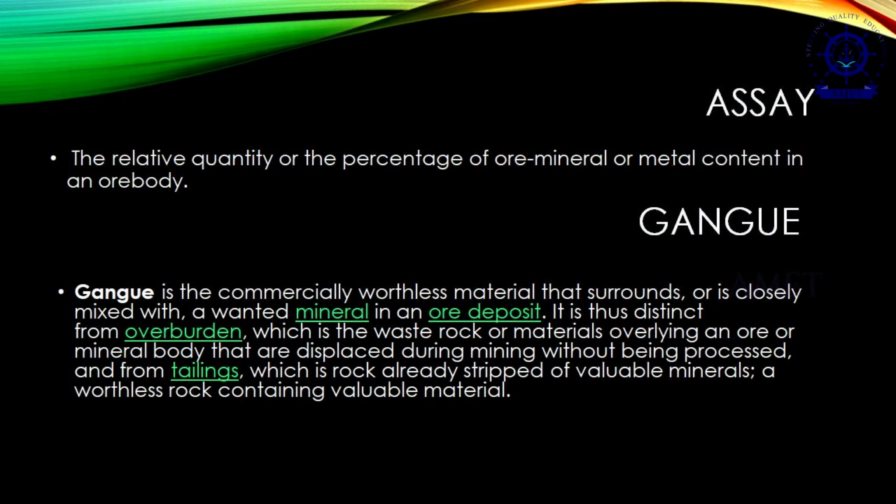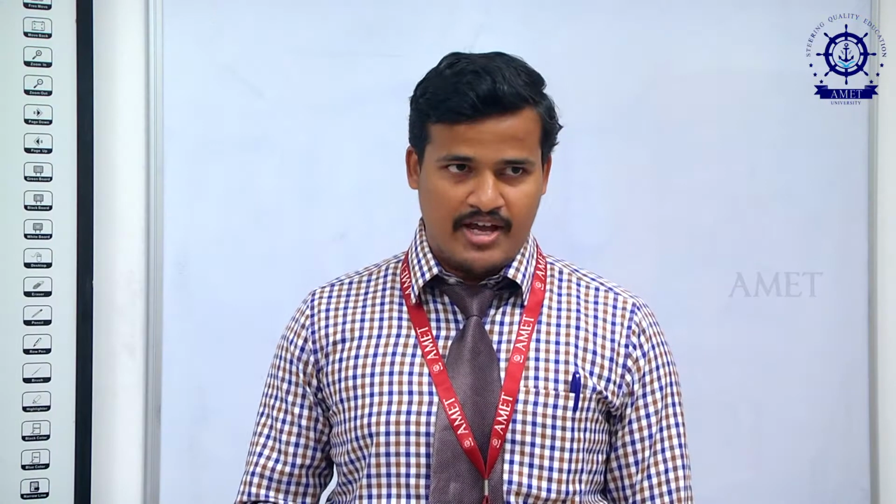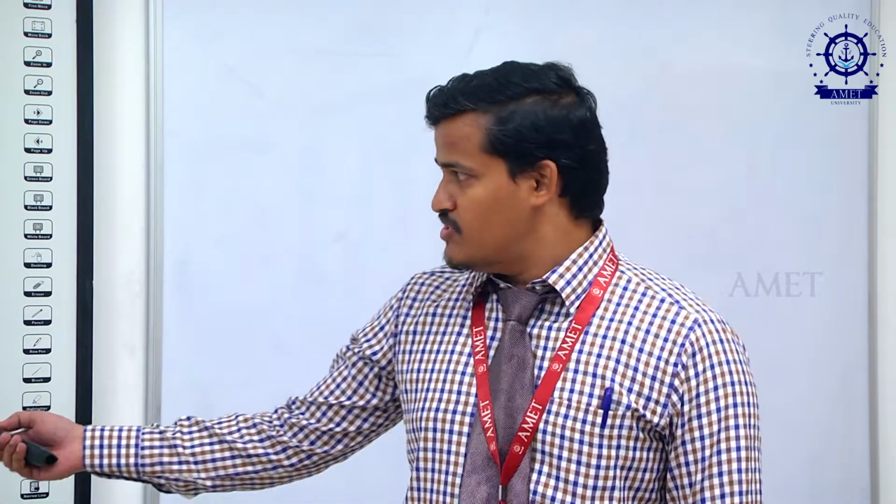So for each and every mineral, the grade differs. For iron ore, at least 50 to 60% iron content should be present in the ore to make it economically profitable. So in 1000 kilograms of iron ore, there should be at least 600 to 700 kilograms of iron content in order to make it economically profitable. So coming to the next thing, gang.